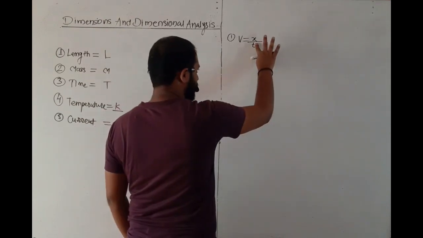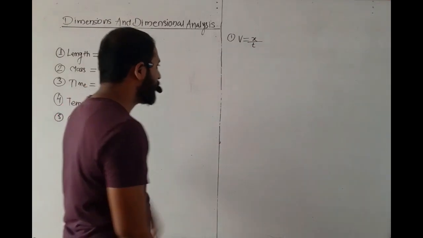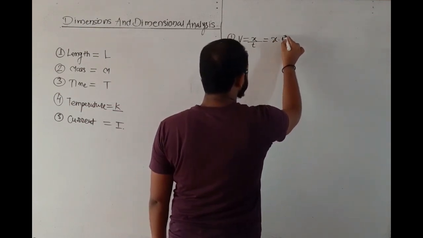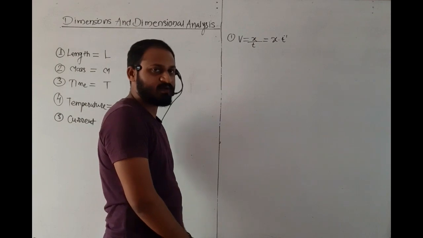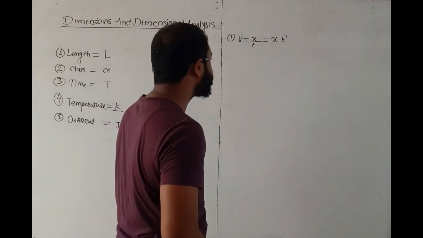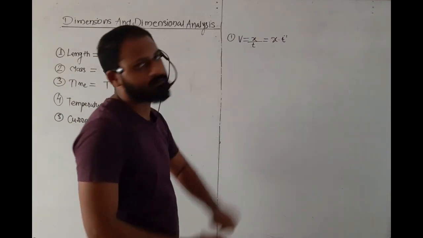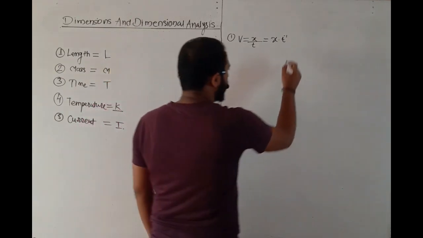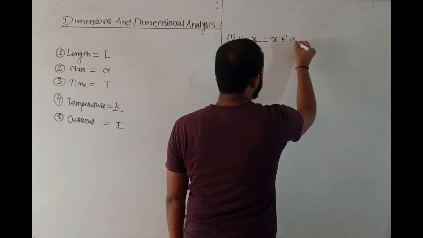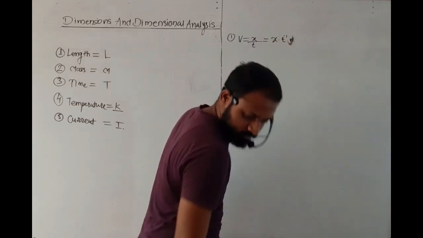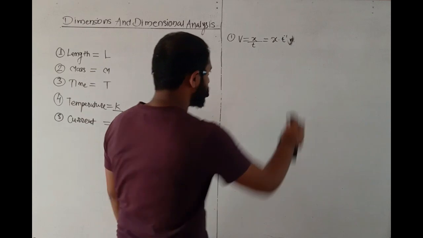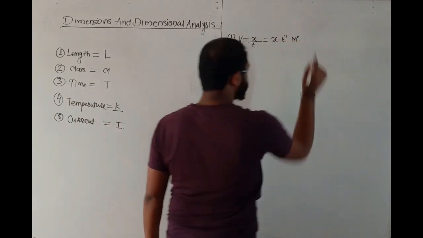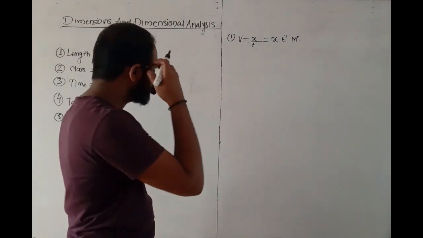Now see, am I right to write this like this? x into t to the power minus 1 units. Any problem? No. Now see here, there is no term of mass. Mass is how many here? 0. That's why I can write m power 0. Mass is here what? 0. Any problem? No.